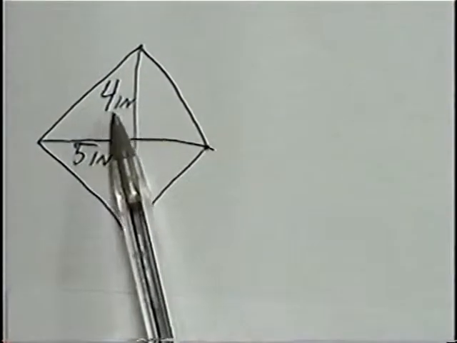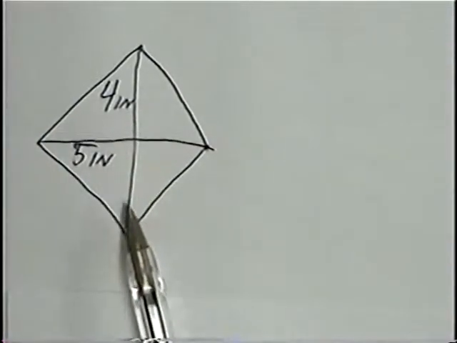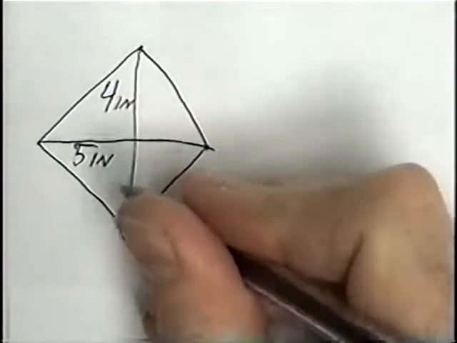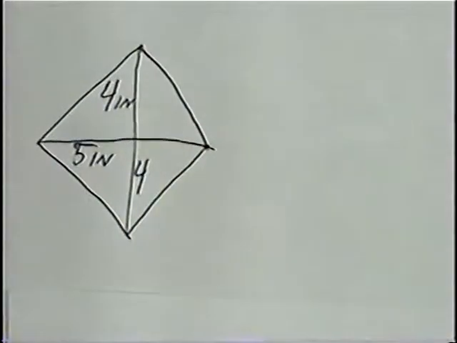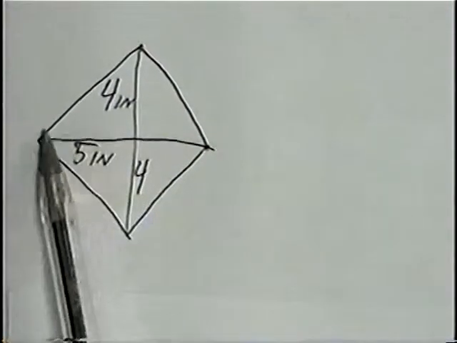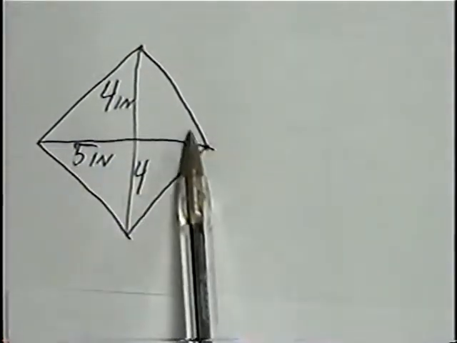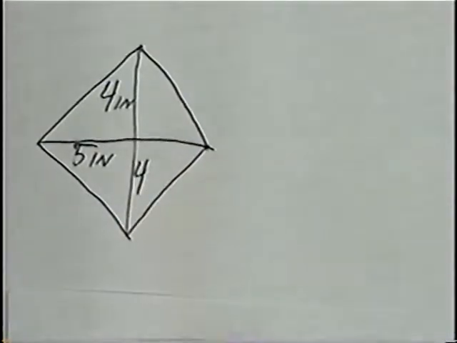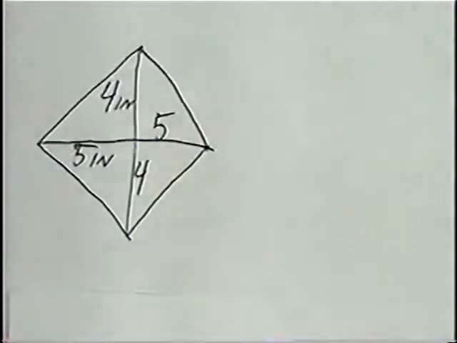If you know the top side is 4 inches of a rhombus, that means the bottom half of that same diagonal is also 4 inches. And if the left-hand side of one diagonal is 5 inches, since they're equal or bisected, the right-hand side is also 5 inches.